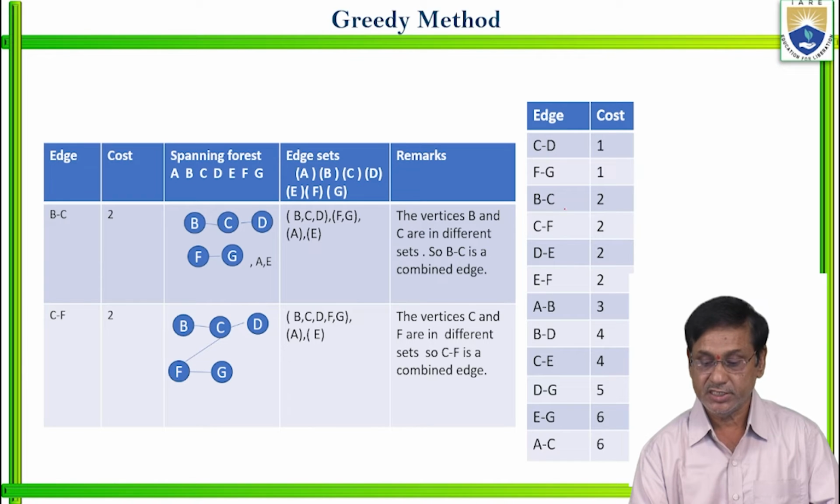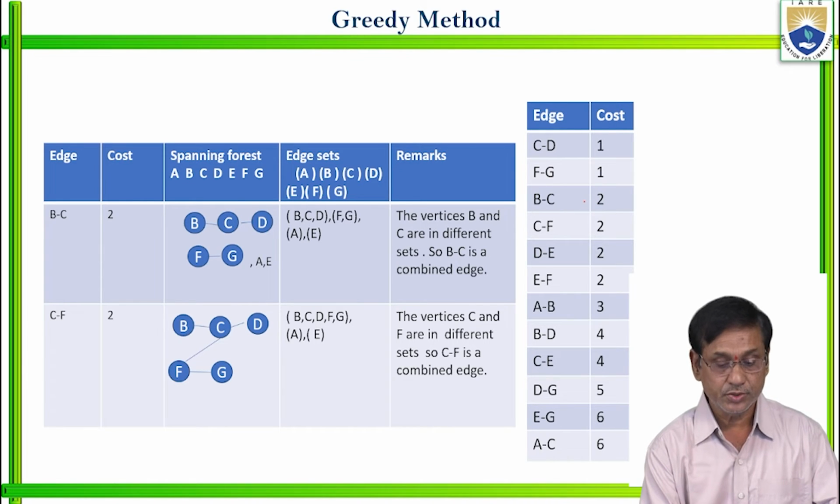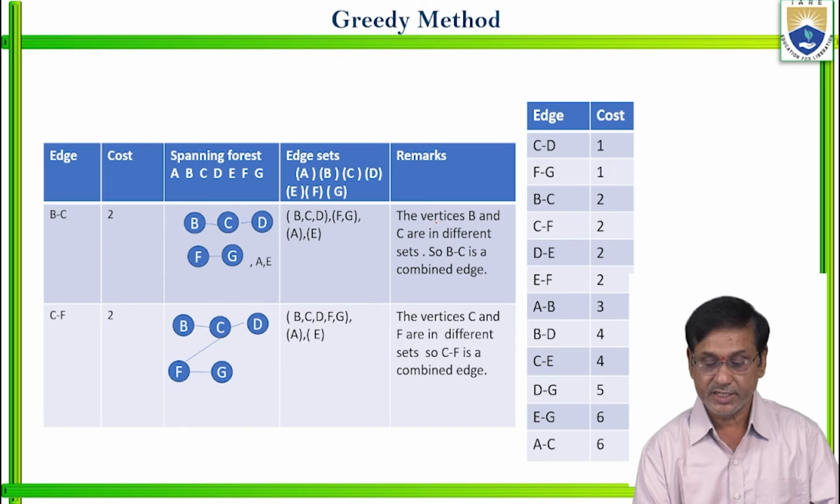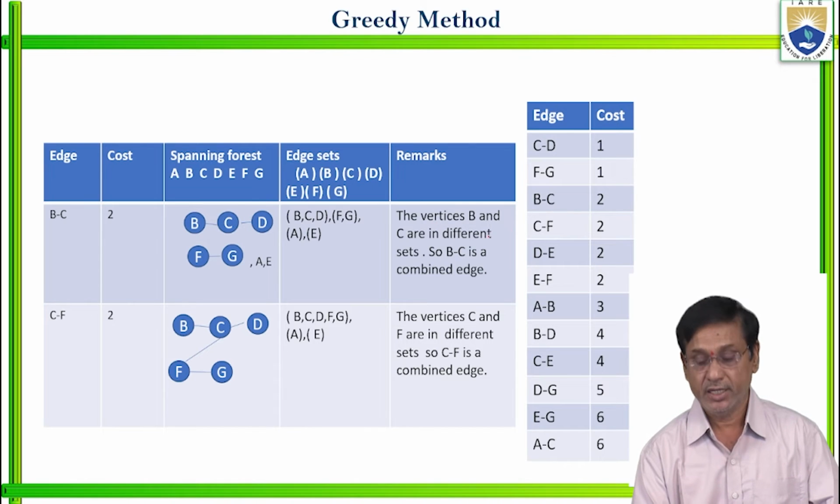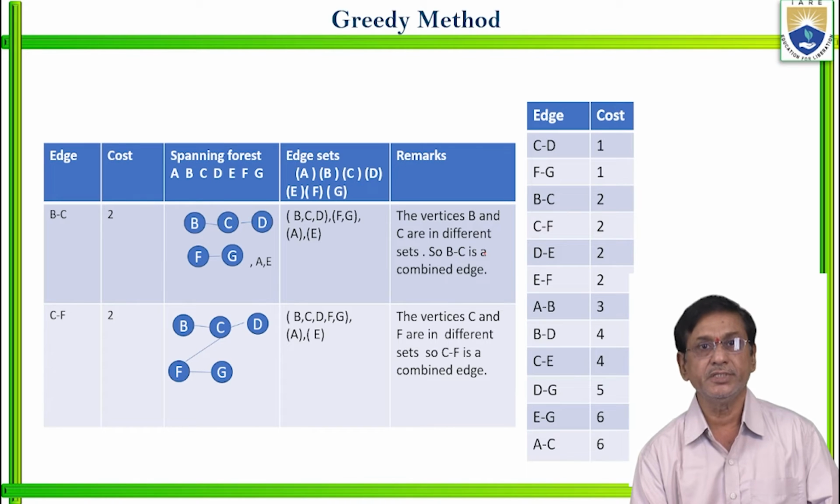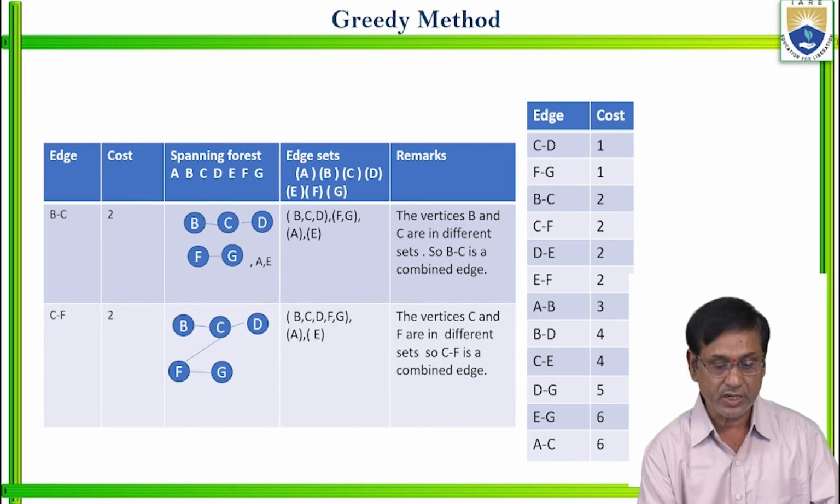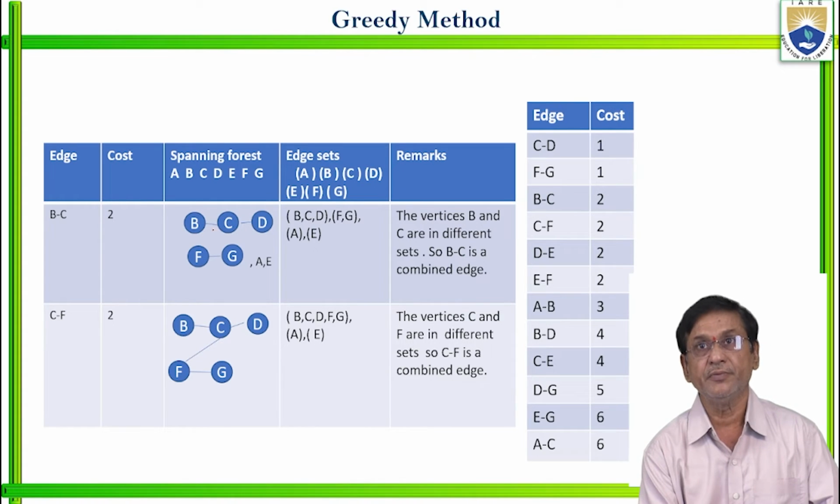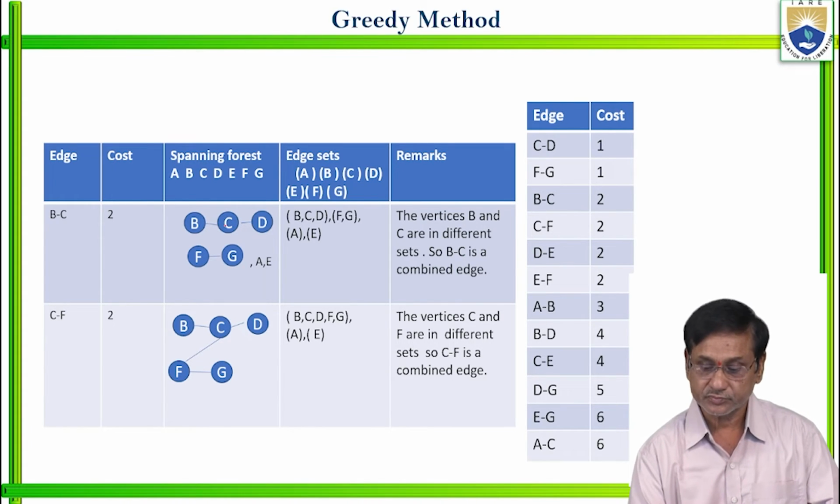Next, the edge is BC. The vertices B and C are in different sets, so BC is a combined edge. So draw a solid line between B and C.